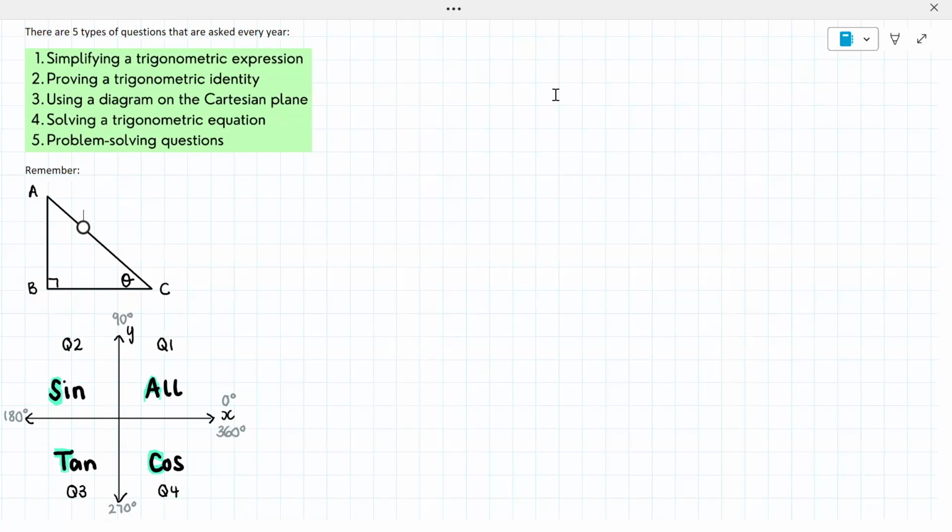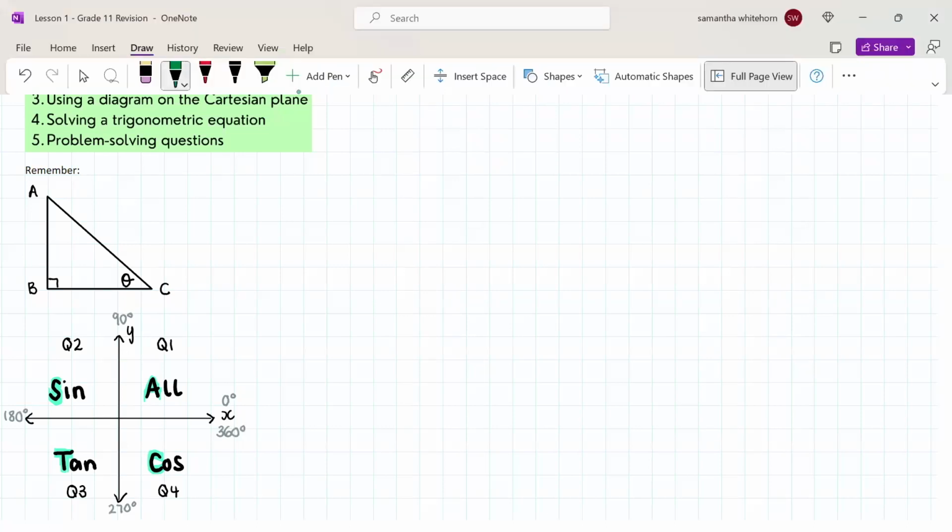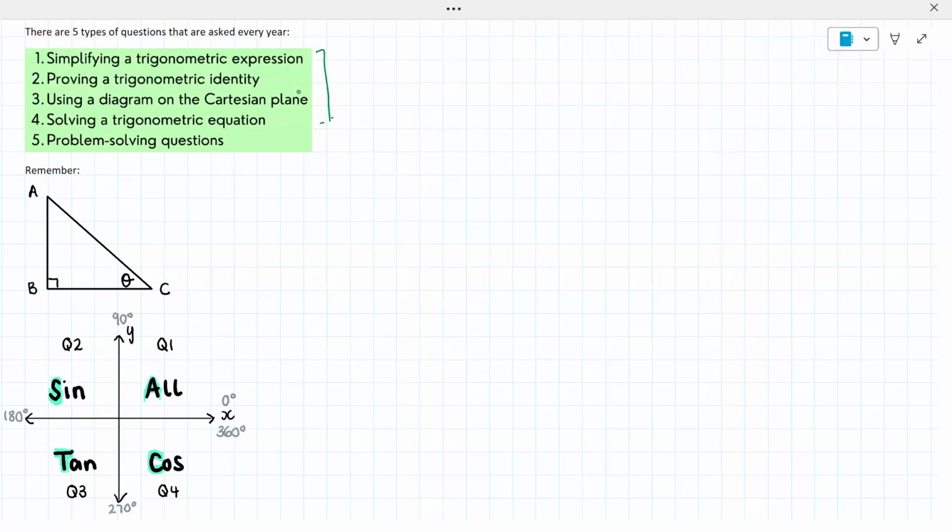Fourth type of question is solving a trig equation. So this is that general solution stuff with the plus k times 360. And then there's problem solving questions. Now, guys, I'm going to focus on the first 4.